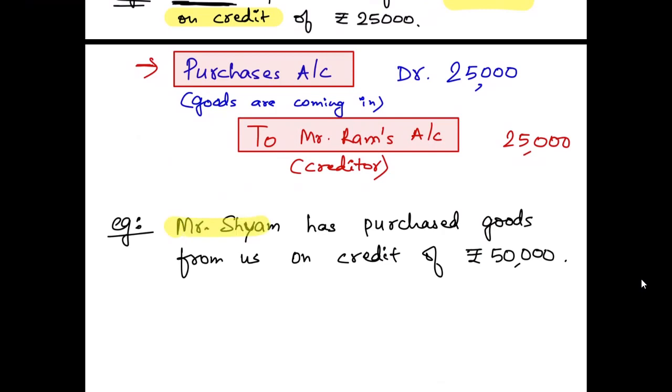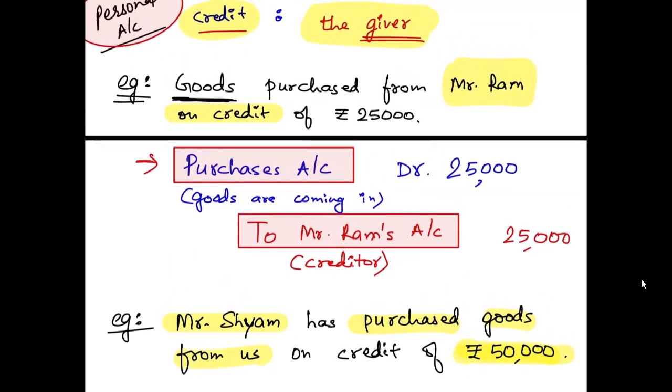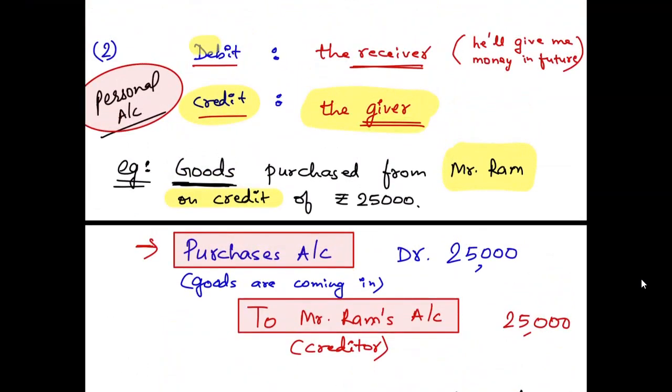Mr. Sham has purchased the goods from us. So if he has purchased, that means I have done the sale. Yes or no? If Mr. Sham has purchased the goods from us, obviously we have made the sale. And the amount is 50,000. So in this case, Mr. Sham is the receiver because he has taken the goods from us.